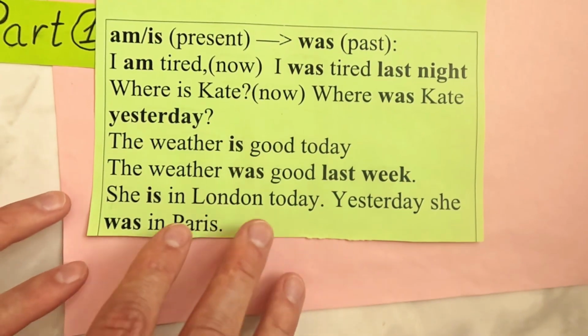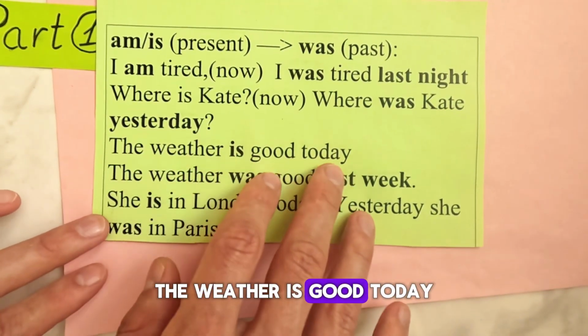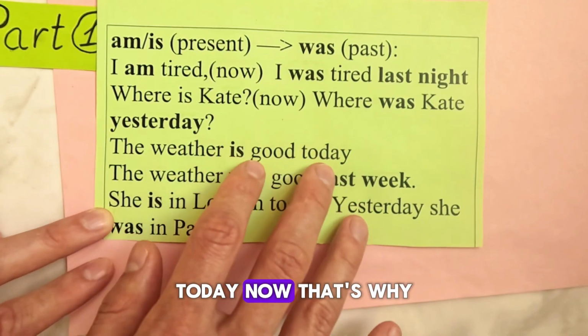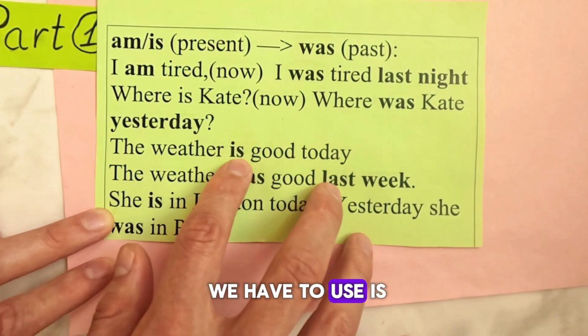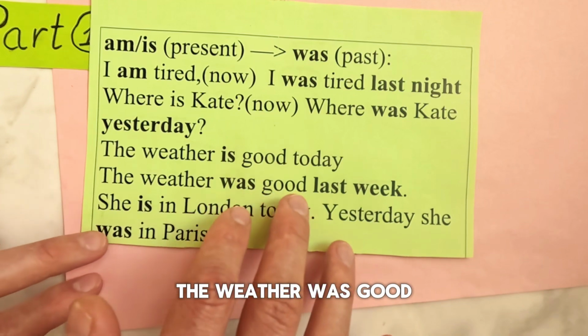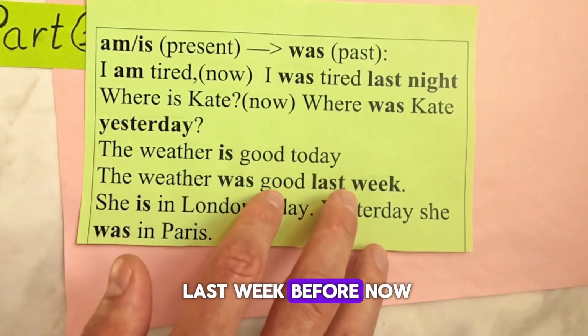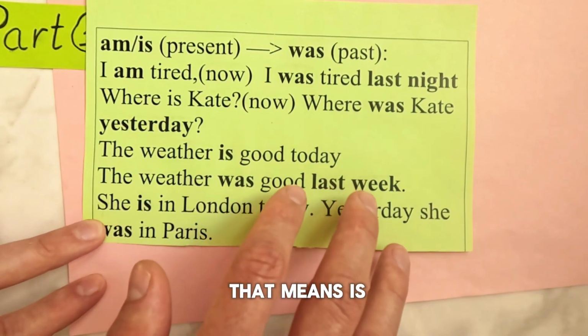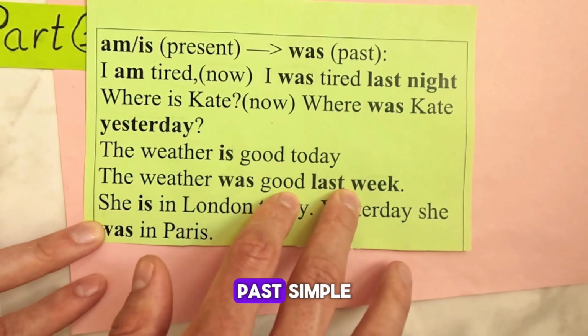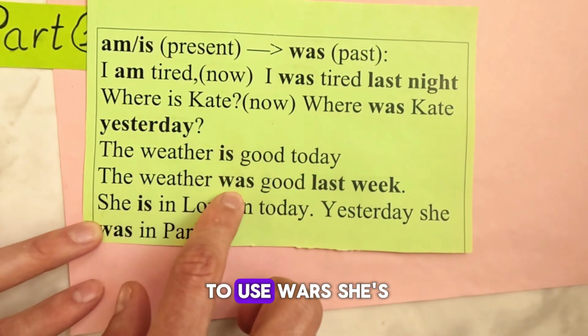Okay, the weather is good today, now. That's why we have to use is. The weather was good last week, before now. That means it's past simple. That's why we have to use was.